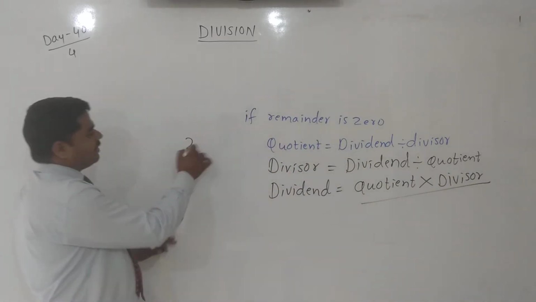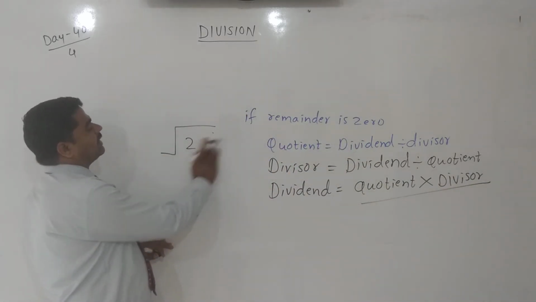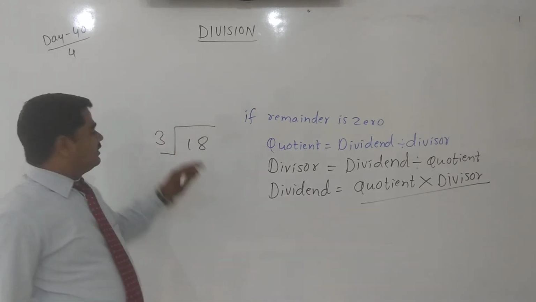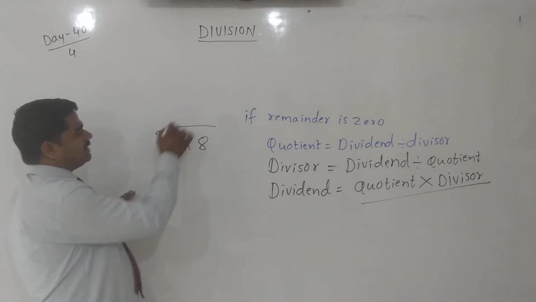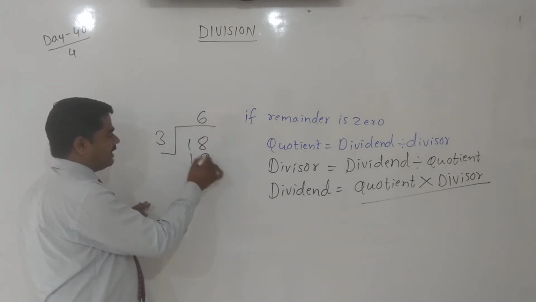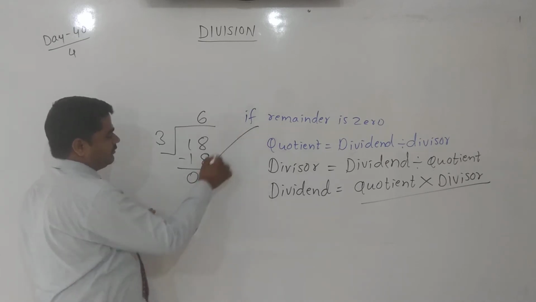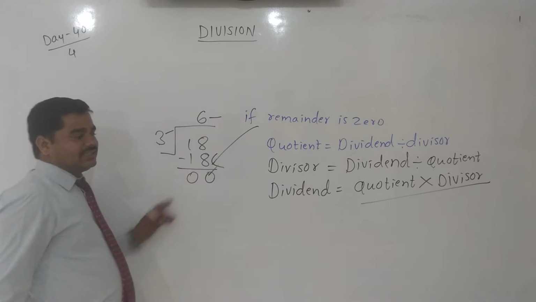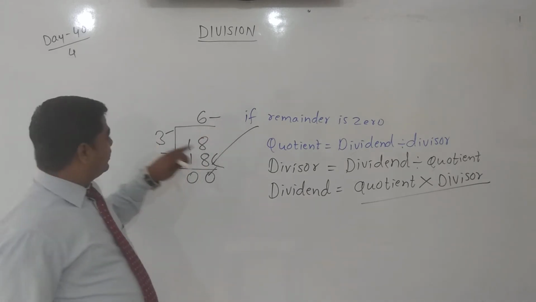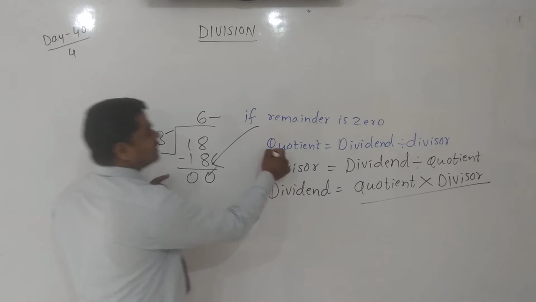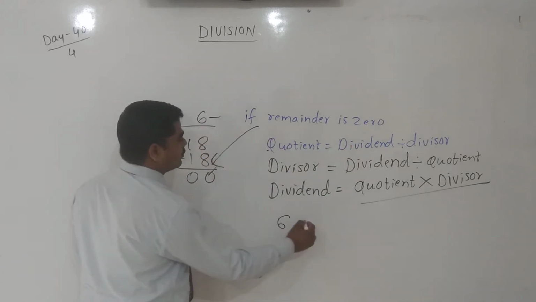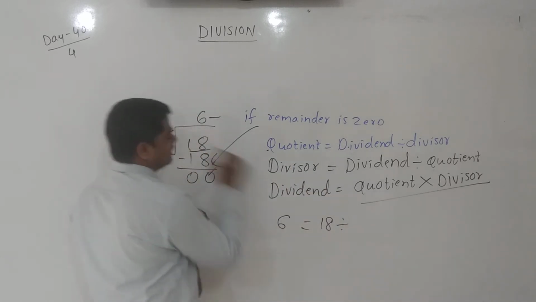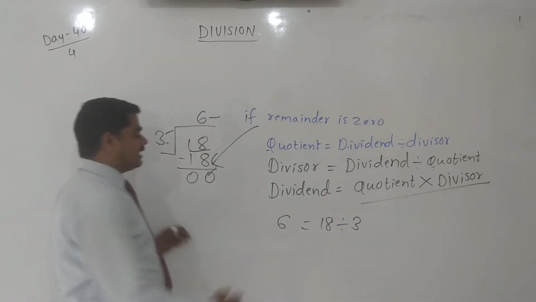For example, 5 fives are 25. Or you can take another number. 6 threes are 18. 18 divided by 3: 3 six times is 18. Here the remainder is 0. So 6 is the quotient, 3 is the divisor, 18 is the dividend. Quotient 6 is equal to dividend 18 divided by 3. Our answer is correct.